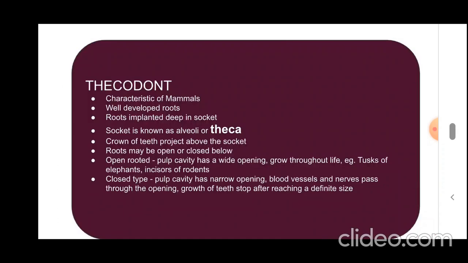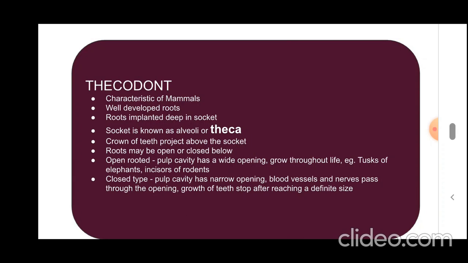What is Thecodont? Thecodont is a characteristic of mammalian dentition. And what are the features we see in Thecodont dentition? There are well-developed roots. Roots are implanted deep in the socket. Socket is known as alveoli or theca. Socket is the space seen in the jawbone where these roots are placed. Then the crown of the teeth projects above the socket.